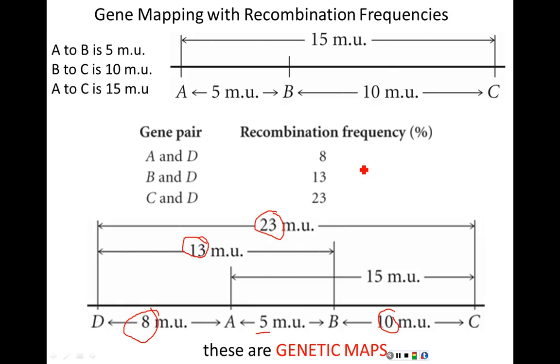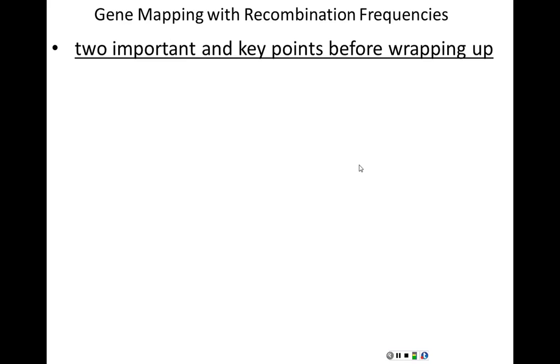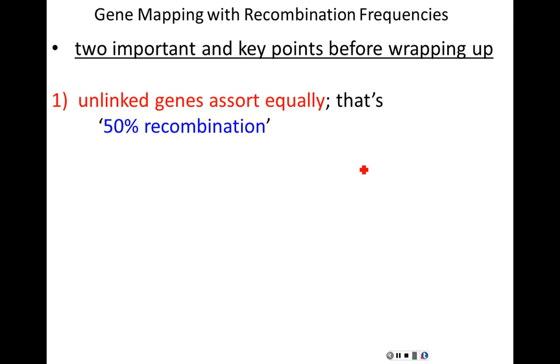These are genetic maps, and you may in the future be called upon to construct such a map given recombination frequencies. It's like a jigsaw puzzle. You're really just mixing and matching the lengths until you get a map that makes sense. Two important and key points to make before wrapping up this portion of the lecture.